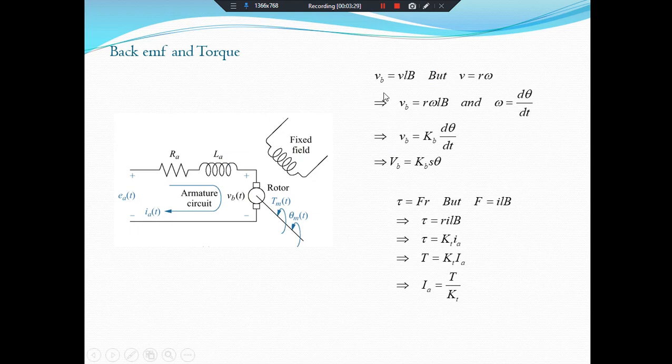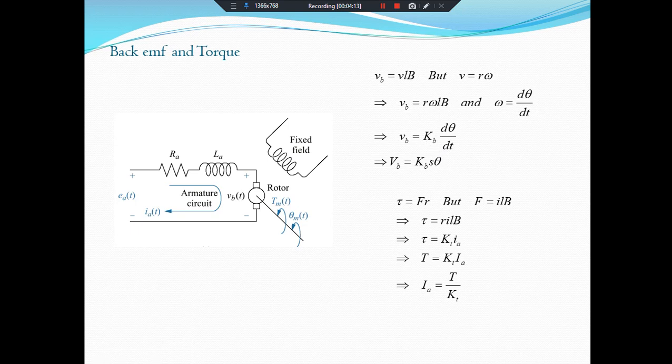As you know, we have written here that back electromotive force is equal to VLB, and the current carrying armature is rotating in a magnetic field. Its voltage is proportional to the speed. So we can write VB is proportional to the speed or angular displacement, by Faraday's law. VB, the back EMF, is directly proportional to the speed. What is the speed? The speed of this shaft, d theta by dt, and Kb.